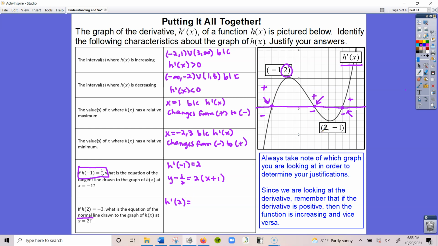H prime of 2, here's 2, is -1. That means that my perpendicular slope would be the opposite reciprocal. So the opposite would be positive, and the reciprocal of 1 is still 1. So my equation would read y minus -3, so plus 3, is equal to 1 times x minus the x value, which is 2.